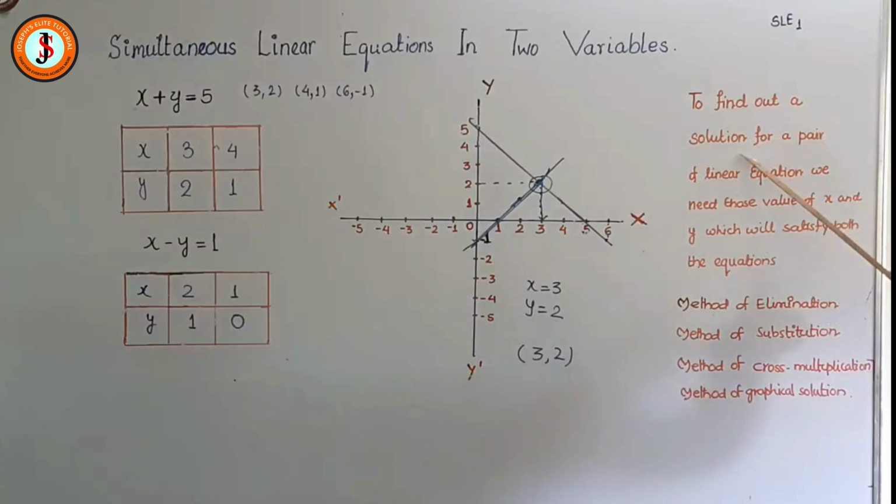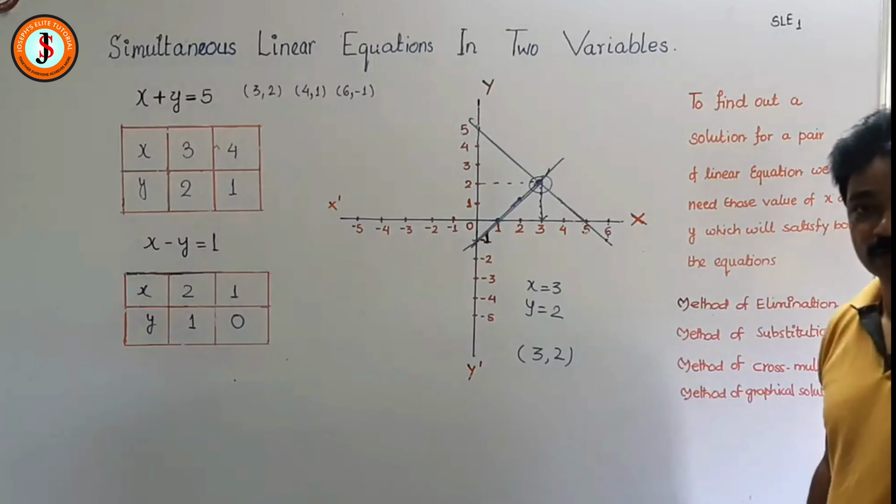To find a solution for a pair of linear equations, we need those values of x and y which will satisfy both equations. Now there are many methods: method of elimination, method of substitution, method of cross multiplication, and method of graphical solution. So this is a little glimpse. Now we'll go one by one, and lastly we'll come again to the graphical method.